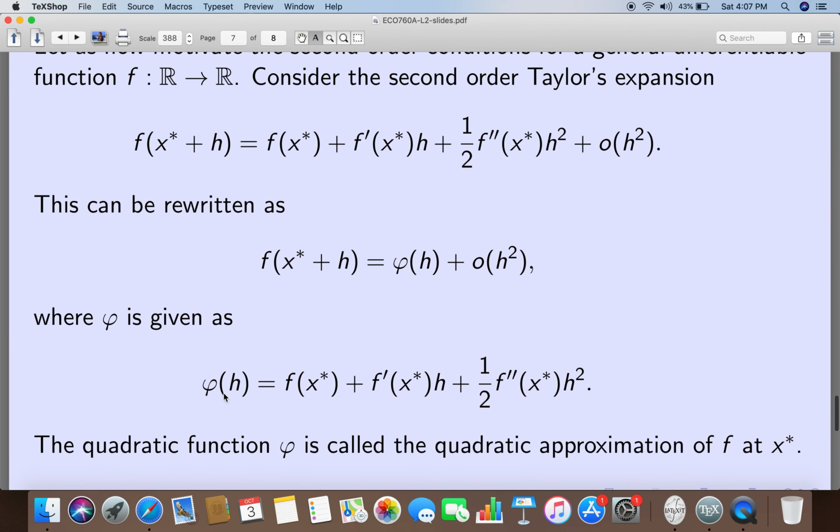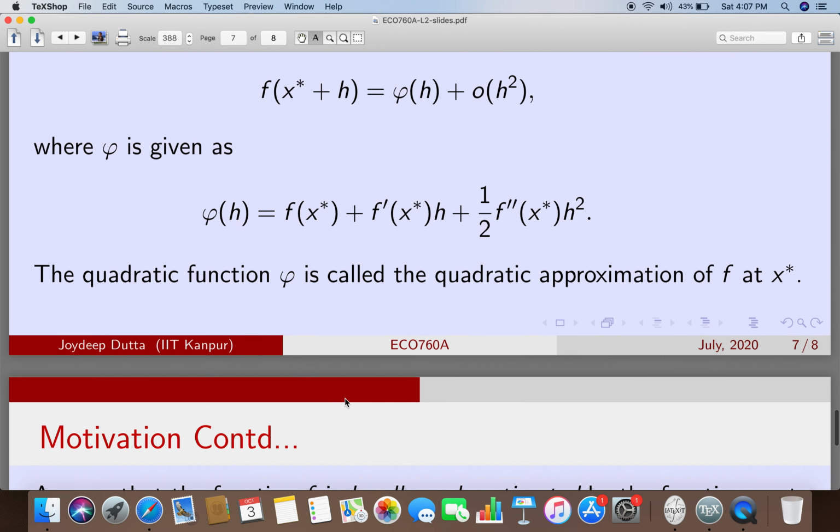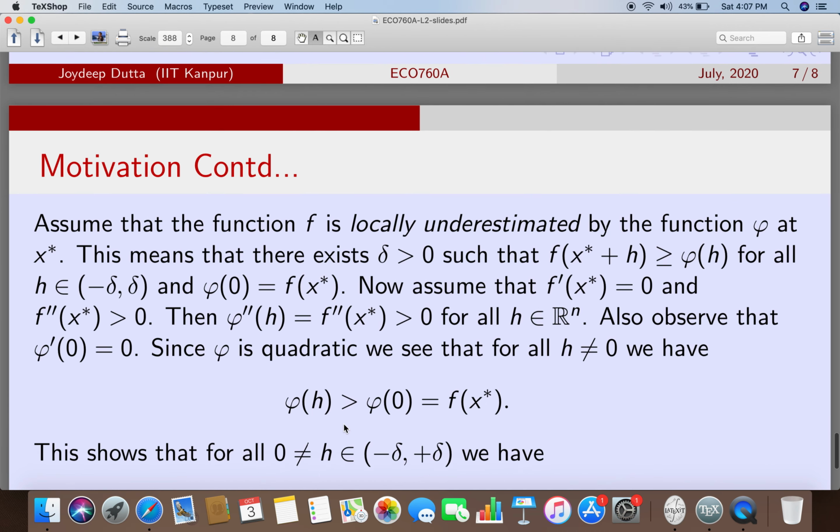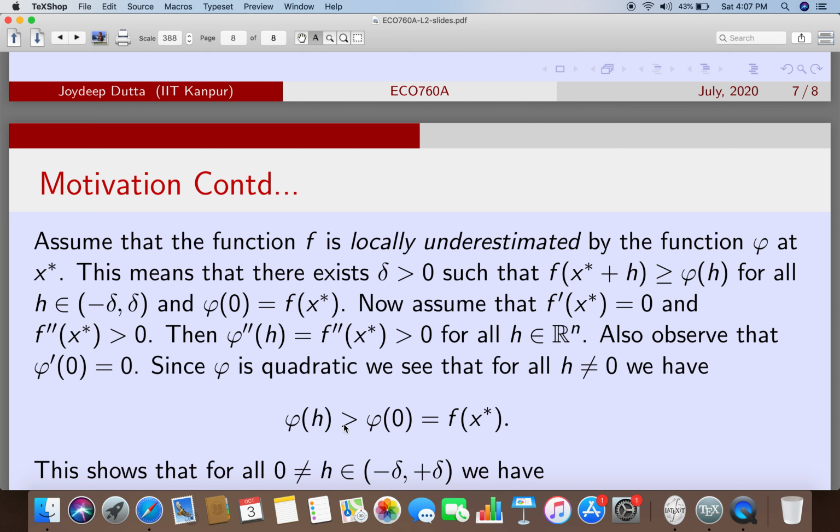If I put h to be 0 here, what I'll get? I'll get f of x star. So the function phi coincides with f at x star. Phi of 0 is equal to f of x star.